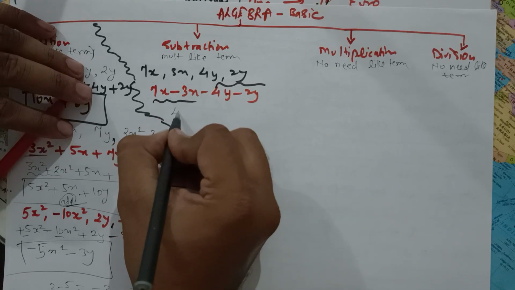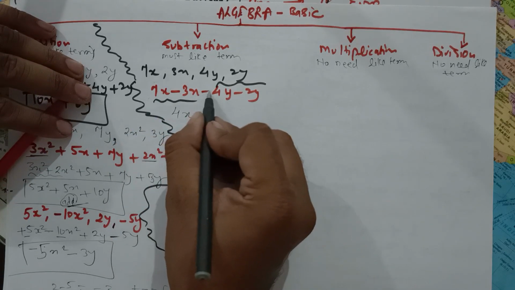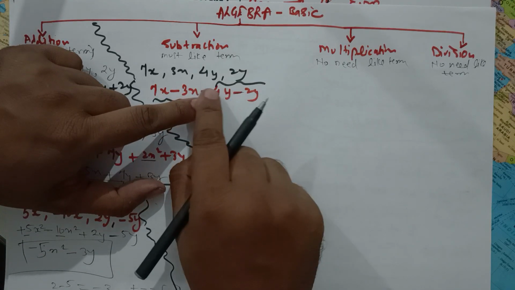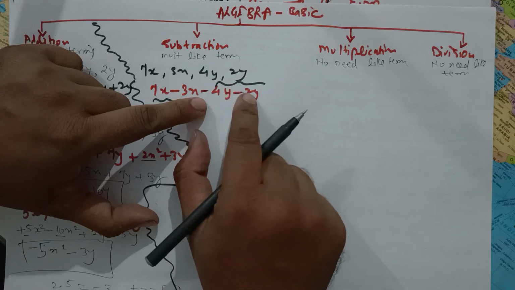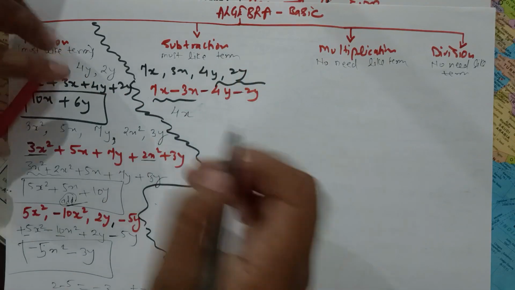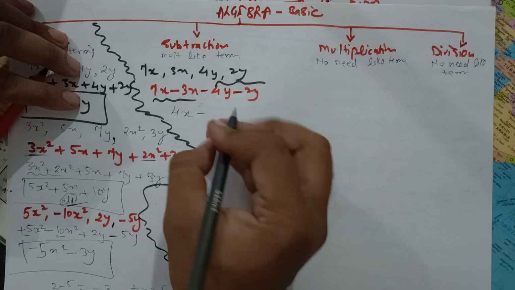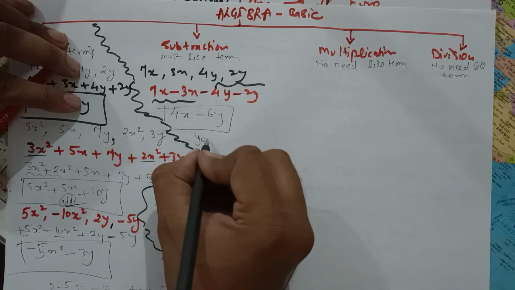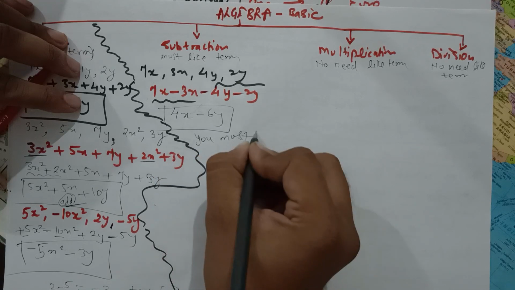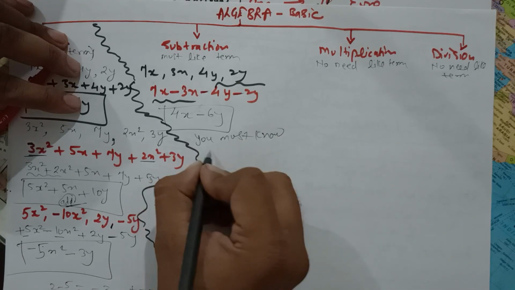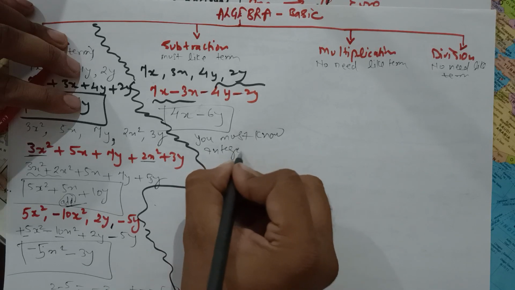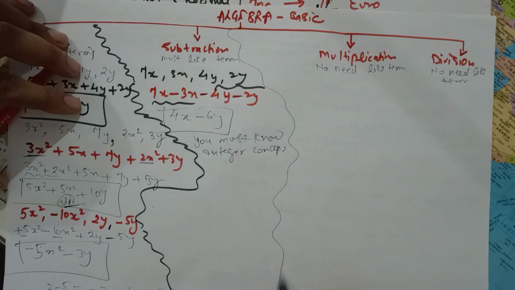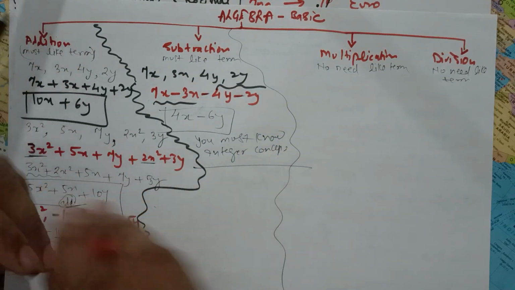7 minus 3 becomes 4x. Then minus 4y minus 2y. These two have minus sign, right? Then what is minus and minus? Tell me. Minus and minus is plus, and the sign will be minus. You know, right? So 4 plus 2 is 6y. You must know the integer concept. Got it?